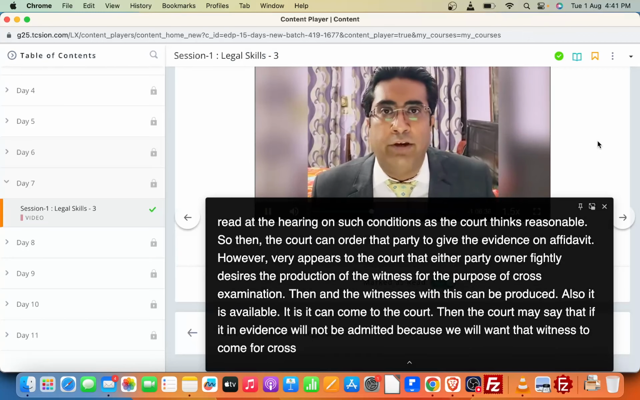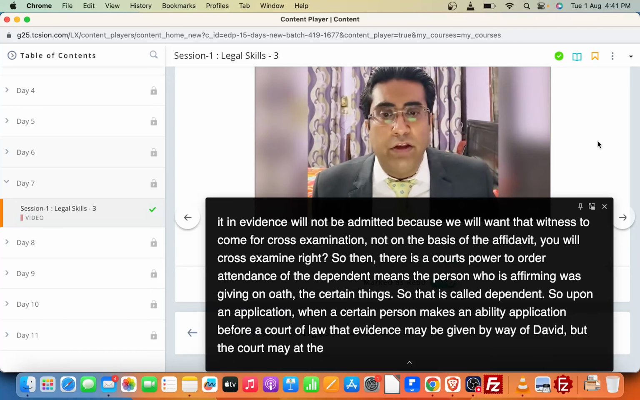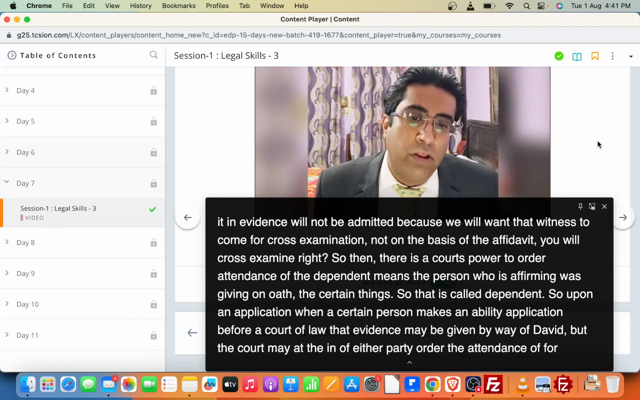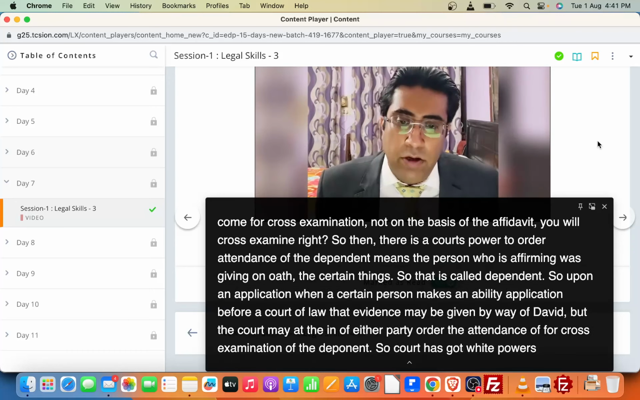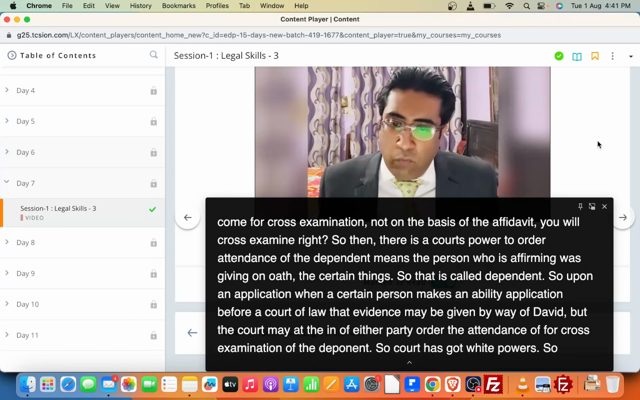Deponent means the person who is affirming, who is giving on oath certain things, so that is called deponent. So upon an application, when a certain person makes an application before a court of law that evidence may be given by way of affidavit, the court may, at the instance of either party, order the attendance for cross-examination of the deponent. So court has got wide powers. Having said that, what are the matters to which affidavit shall be confined? This is very, very important.